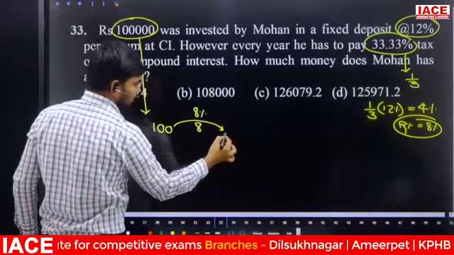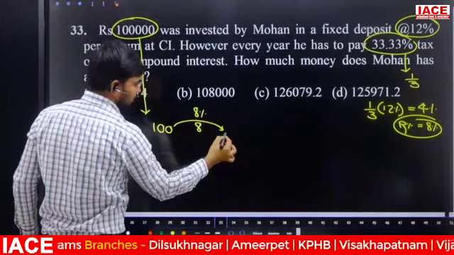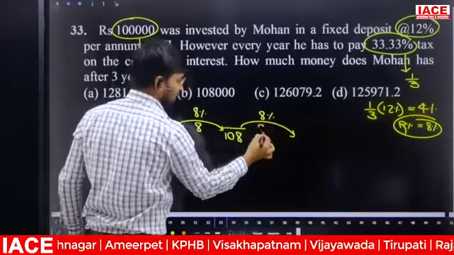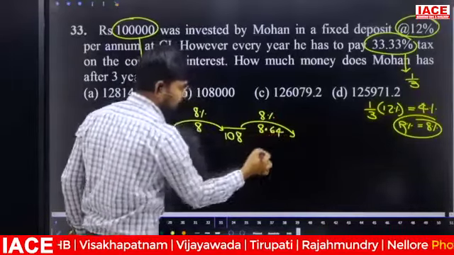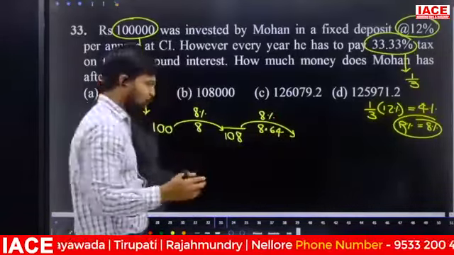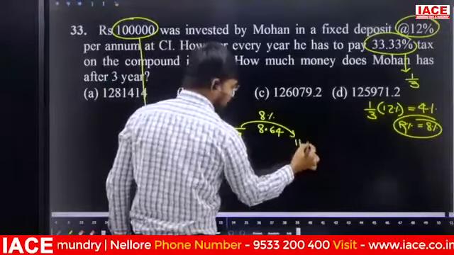It becomes 108. Again 8% of 108: 1% is nothing but 1.08, 8% is nothing but 8.64. It is nothing but 116.64.